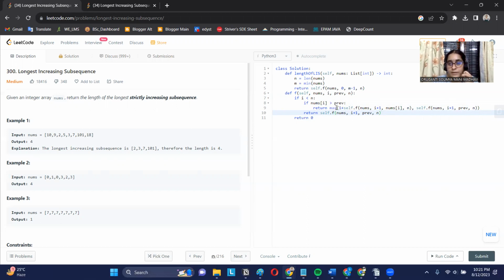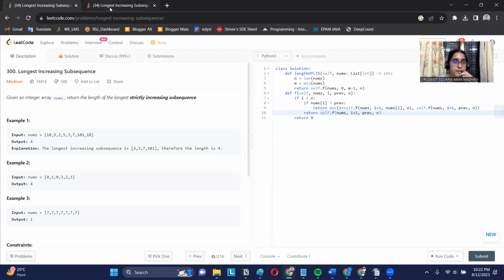So here I'm taking max of 1 plus. 1 plus indicates that we are considering the nums of i, the current element right now. And then I'm calling the function again, passing it nums and i plus 1. That means we're moving on to the next element. And here the previous is changing. It's becoming nums of i. That means that this is the latest element that was added to the subsequence. And here, again, we pass it nums, and we're going to the next element i plus 1. The previous here remains the same because here we're not considering the current element. We're not adding it to our subsequence. So that's it. This is the code.